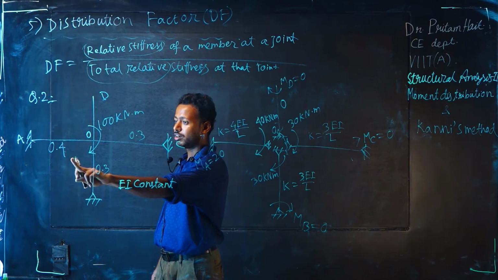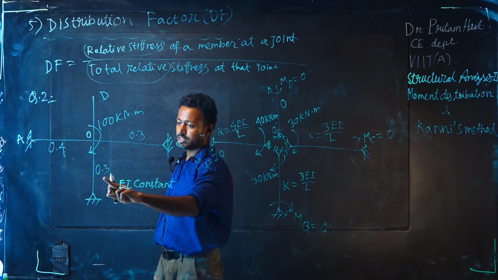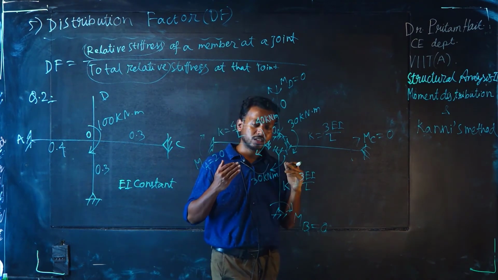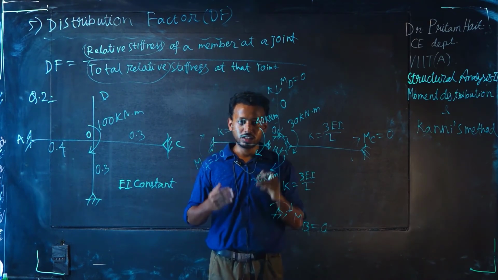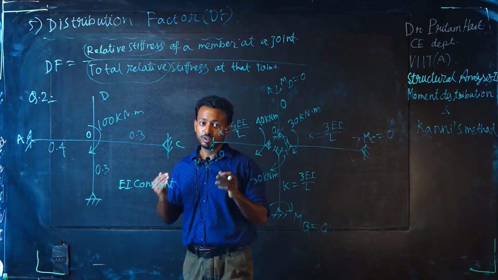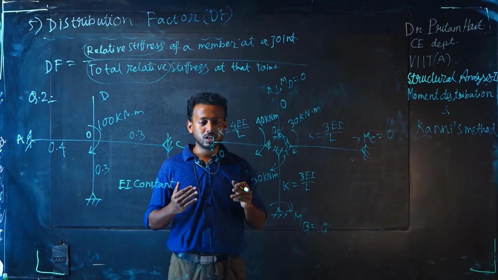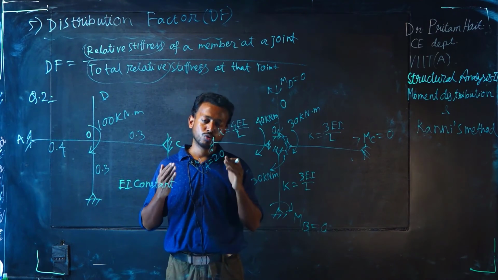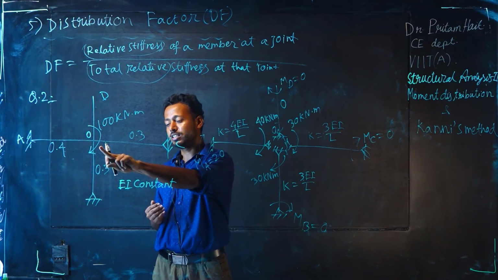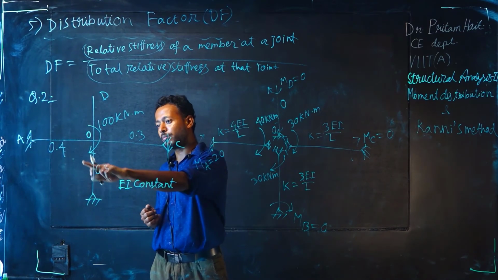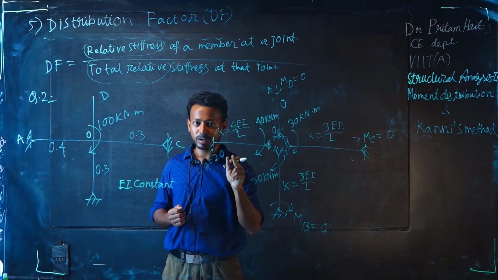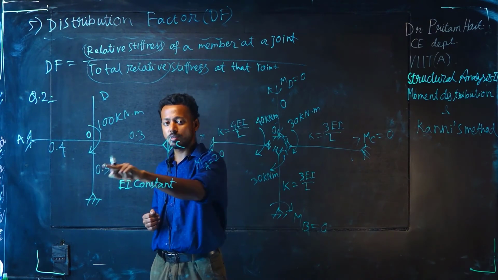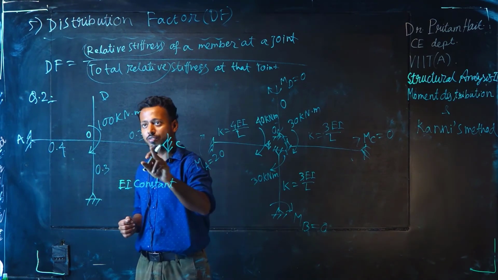The distribution factor of this member is 0.4, this member is 0.3, this member is 0.3. Now the question is, what does the distribution factor tell us? The distribution factor tells us in which proportion the applied bending moment will be transferred to the particular member. If you apply a moment at this intersection, then all the members will not take the same moment, or this 100 kN moment will not be distributed in the same proportion, because the support condition is different.